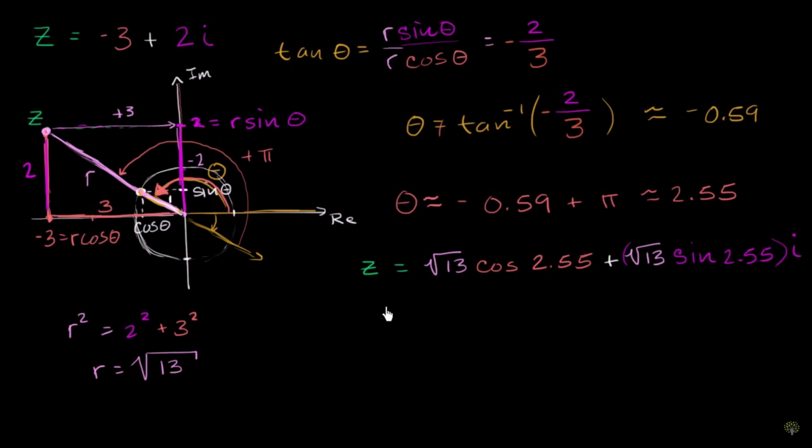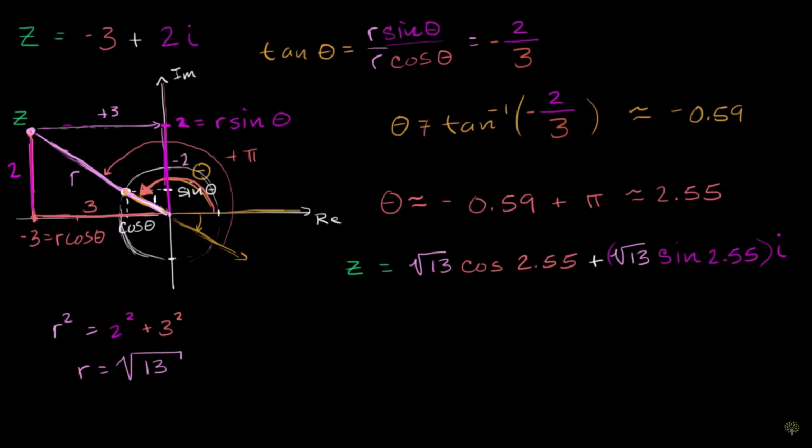And if we'd like to simplify it a little bit, or to really make clear what the r is here, we could factor it out. So we could say that z is equal to square root of 13 times cosine of 2.55. And once again, 2.55 is an approximation, so maybe I should say approximately equal to cosine of 2.55 plus, I'll throw the i in front, plus i times sine of 2.55.